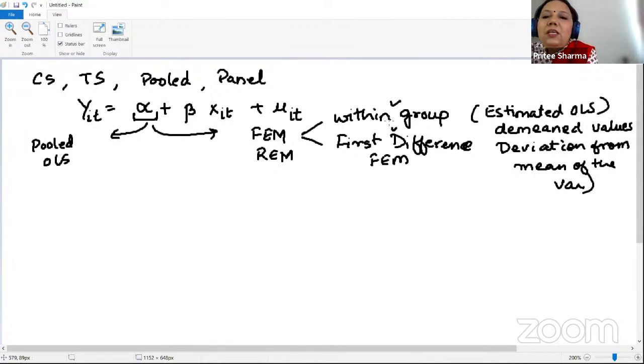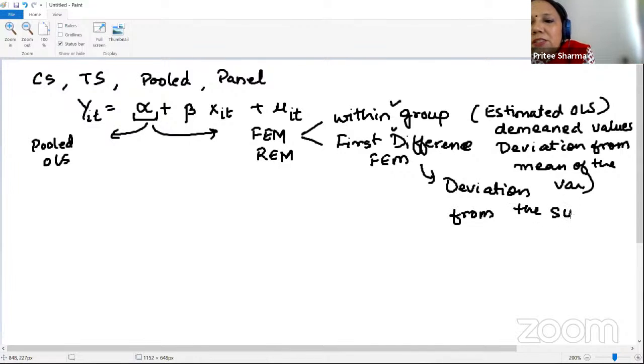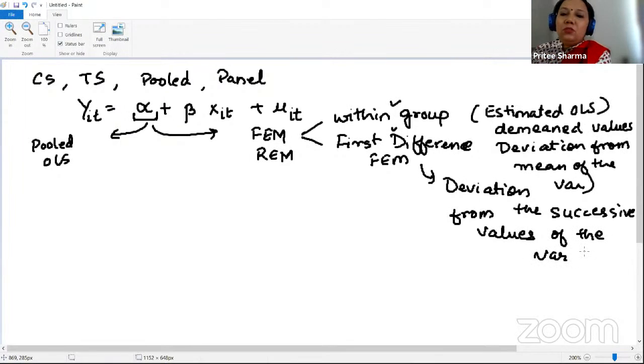There is not much difference between this and this. In case of within group or demeaned values, we saw the deviation from the mean of the variable. In case of first difference, the methodology is exactly the same, the estimation is the same, we do OLS, but we look at the deviation from the successive values of the variable. All right. So do you understand this?